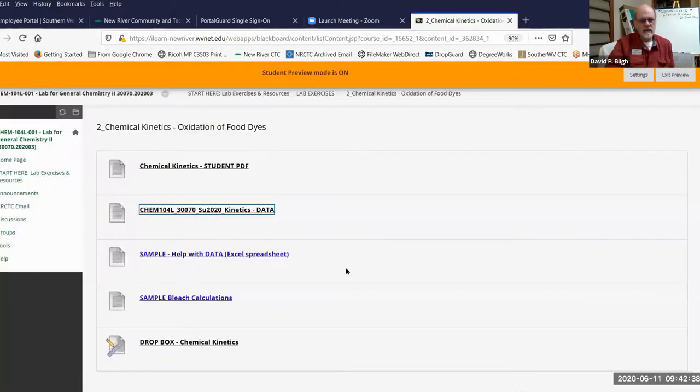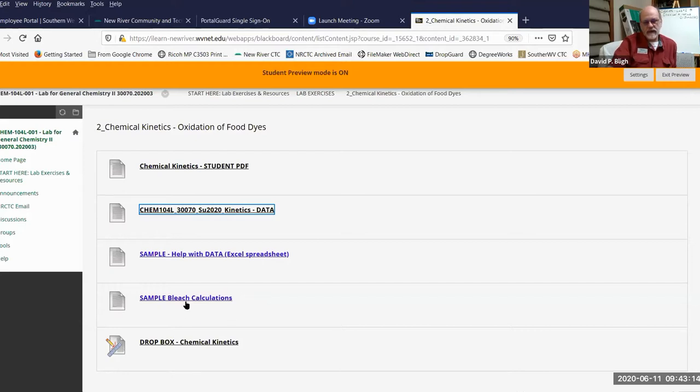There are a couple other items in here. There's the drop box, so when you finish your report, that's where you drop it. There's also this data in an Excel spreadsheet. I'm going to call that up later and show you how that's a sample data set. It's not the same data as you're going to be using, but it'll show you how to do these different procedures with the help of Excel.